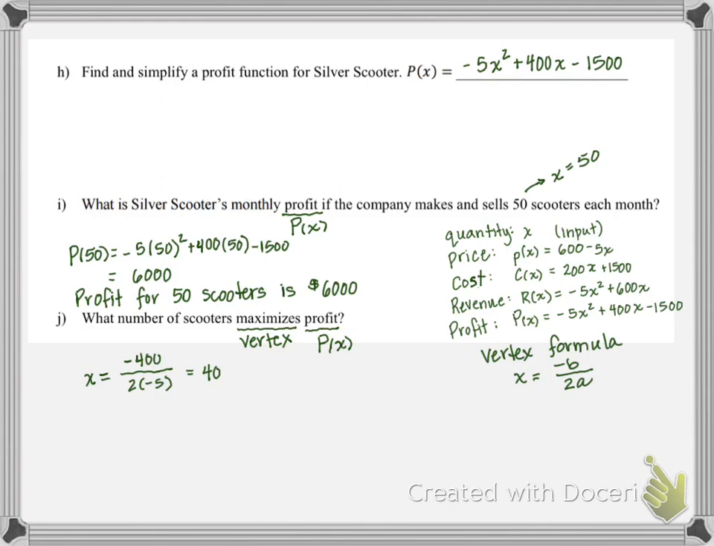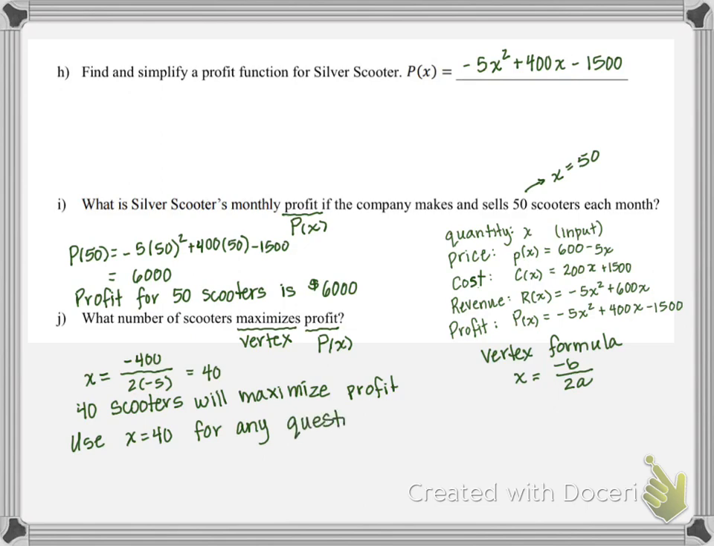So we're going to maximize profit at 40 scooters. So 40 scooters will maximize profit. Which means that I'm going to use a quantity of 40 for any question about maximizing profit.